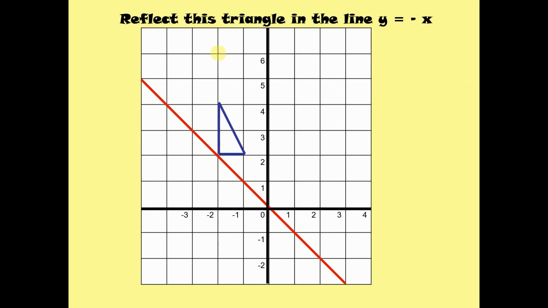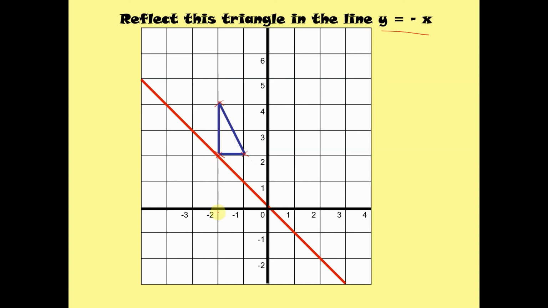Okay, let's take another example. This one, we have reflect this triangle in the line y is equal to minus x. Again, we have a trick to do this. First of all, the line y is equal to minus x is this line, which passes through minus 1, 1, minus 2, 2, minus 3, 3, etc. And I'm going to write again the coordinates of this triangle. Let me start from this one over here.